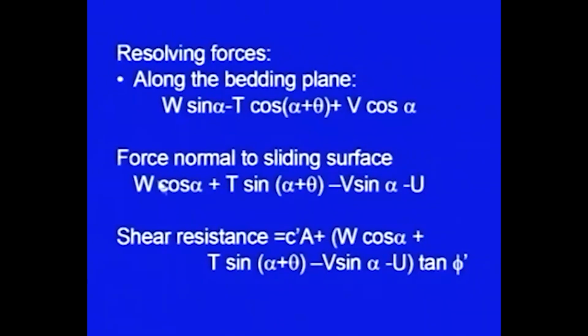So, the shear resistance because of this normal force will be, you know, the equation is tau is equal to C plus sigma tan phi, and then when you multiply it by area, this equation will be C into A, that gives you the force, total force C dash into A plus this normal force W cos alpha plus T sin of alpha plus theta minus V sin alpha minus U, this whole multiplied by tan phi dash. Here C dash and phi dash are the effective shear strength parameters.